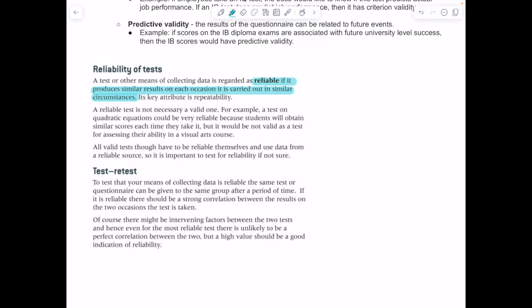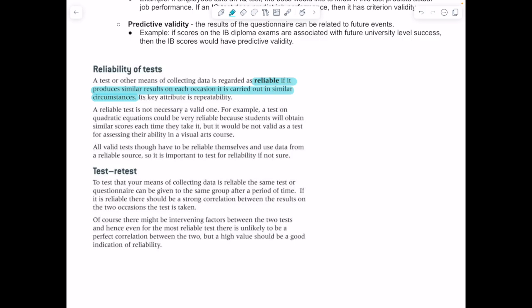For example, a test on quadratic equations could be very reliable because students will obtain similar scores each time they take it, but it would not be valid as a test for assessing your ability in a visual arts course. All valid tests have to be reliable themselves and use data from a reliable source. So it is important to test for reliability if you're not sure.